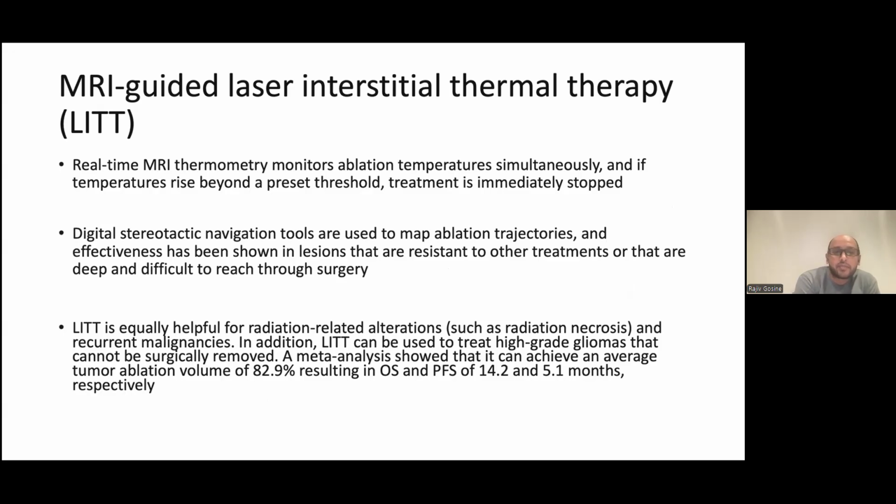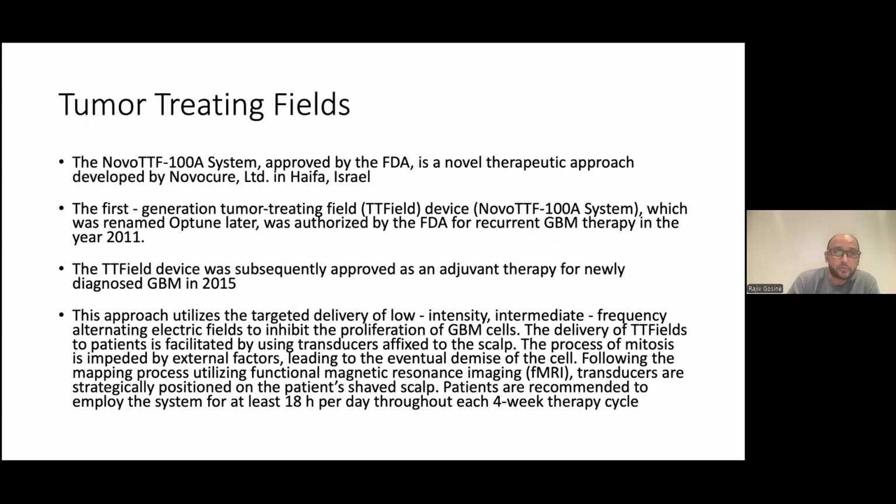LITT is equally helpful for radiation-related alterations such as radiation necrosis or recurrent malignancies. In addition, it can be used to treat high-grade gliomas that cannot be surgically removed. A meta-analysis showed that it can achieve an average tumor ablation volume of 82.9%, resulting in overall and progression-free survival of about 14.2 and 5.1 months, respectively.